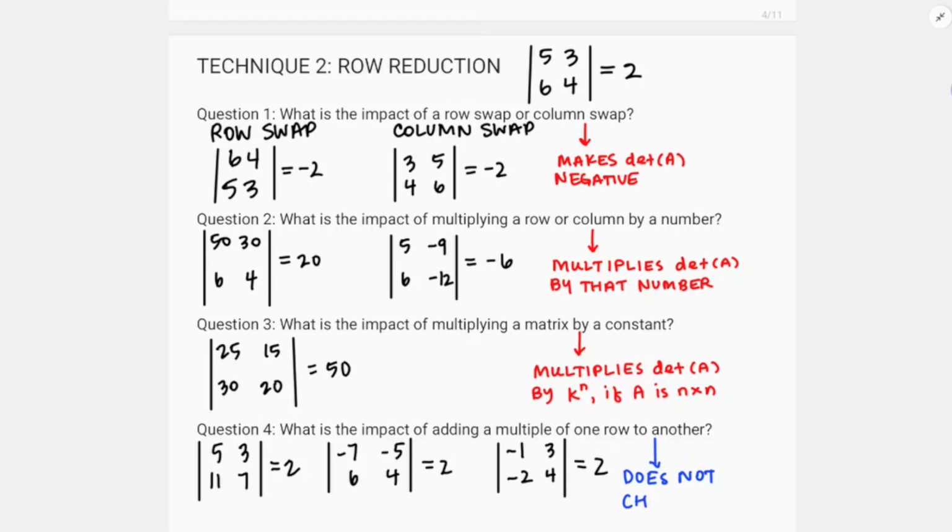And so that means that we can use row reduction to compute determinants. Oh, but I guess there's another fact that you don't know yet that will make that helpful. Row replacement does not change the determinant.